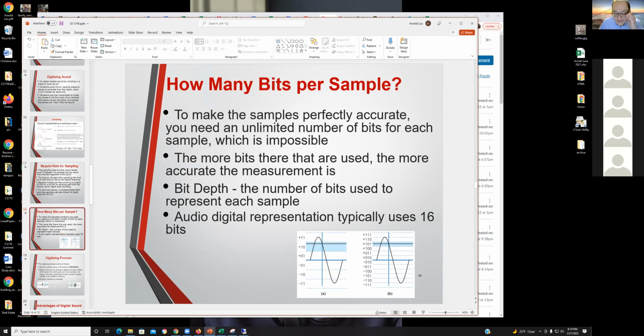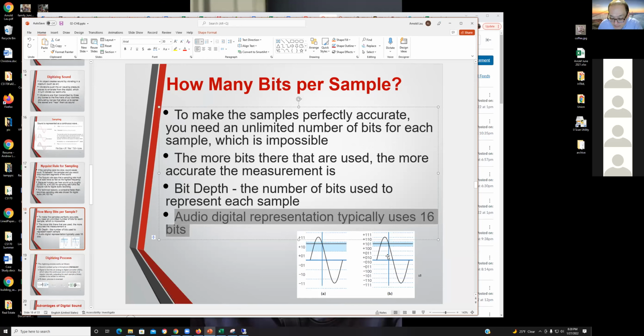And again, it goes to the idea of going to infinity, right? An unlimited number of bits is unnecessary, and you need to have a limit somewhere. It doesn't really go to infinity, but the idea is still the same: the more bits that you use, the more accurate that measurement is. This is just a fact, typically using 16 bits.